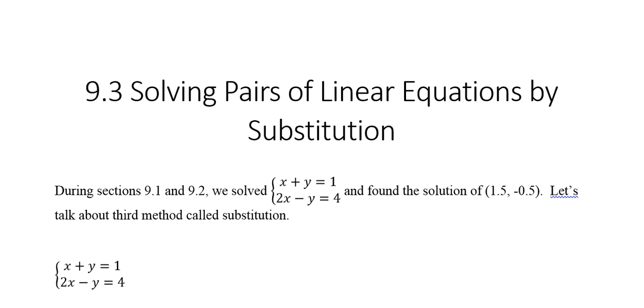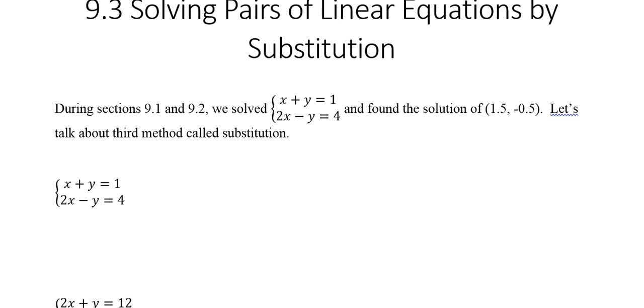In this section, we're going to finish up the third method for solving systems of linear equations, and this third one is called substitution. So in this one, what we're going to do is solve the exact same question that we did in section 1 and section 2. So we started with x plus y equals 1, 2x minus y equals 4. We solved it by graphing. Then we solved it by addition. So now we're going to solve it by substitution to show you that any of the methods work.